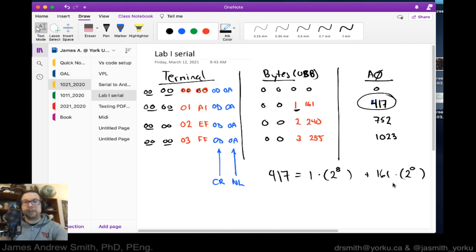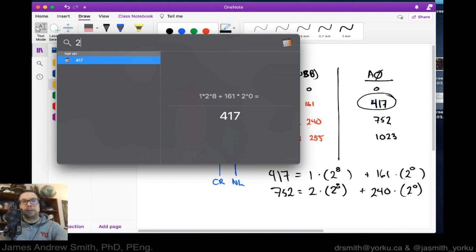Okay, let's do the same thing to, let's see, what else do we have? 752, let's make sure it's not a freak coincidence here. So 2 multiplied by 2 to the 8th, plus 240 multiplied by 2 to the power of 0. 2 multiplied by 2 to the power of 8 plus 240 times 2 to the power of 0 gives 752.